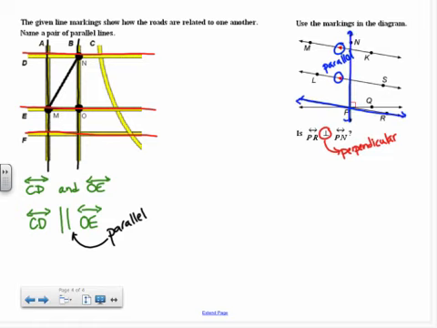So we just have to answer our question. That right angle marking there is actually between lines PN and PQ. So those two lines would be perpendicular, but lines PR and PN aren't.